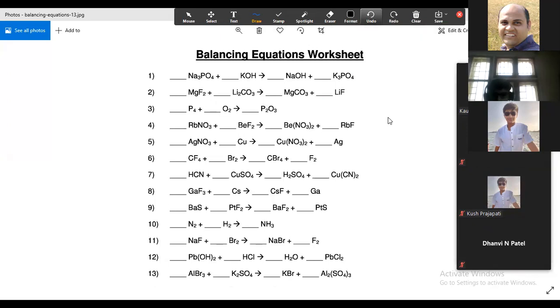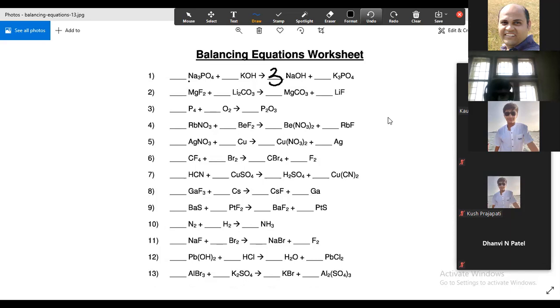We should always start with the molecule or the compound which has the maximum number of atoms. So here we have got sodium phosphate. Let's start with sodium phosphate, right? The PO4 phosphate ion does not change, so phosphate and phosphate remain the same. Okay, so that is not going to change. But the number of sodium atoms here is 3, here we have got only 1, so we have to multiply it by 3 to make sure that it is the same on both sides.